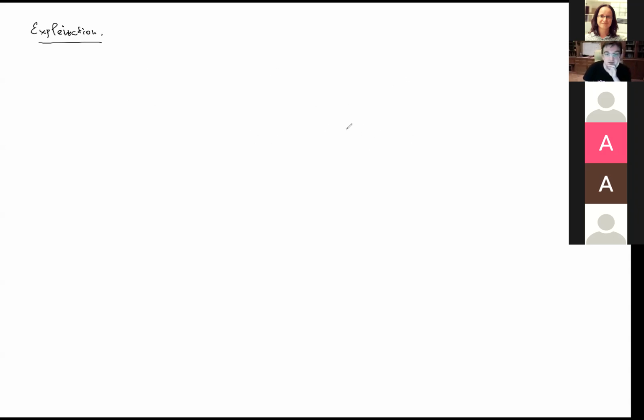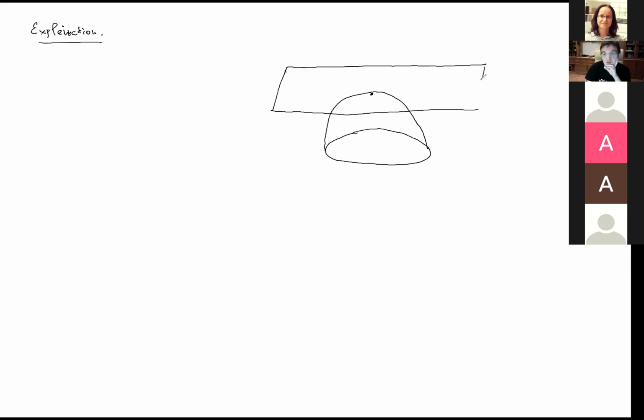Okay, so let's draw a picture. This is an upper half sphere. This is the north pole of this half sphere. This is a tangent hyperplane at the north pole. So we have a sample. We have the origin, and okay, this is not a good point for the picture. And we project our sample onto this tangent hyperplane.